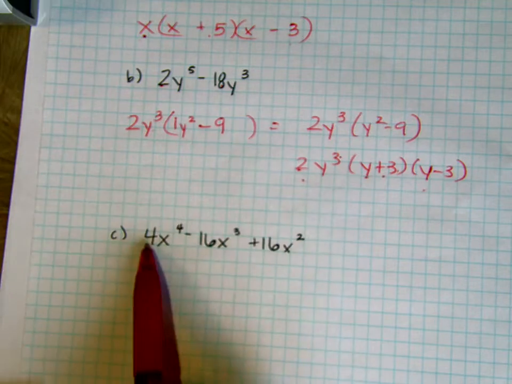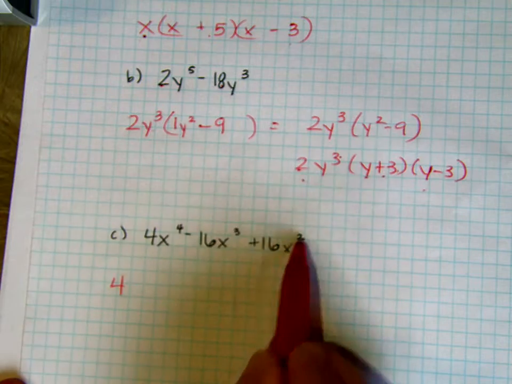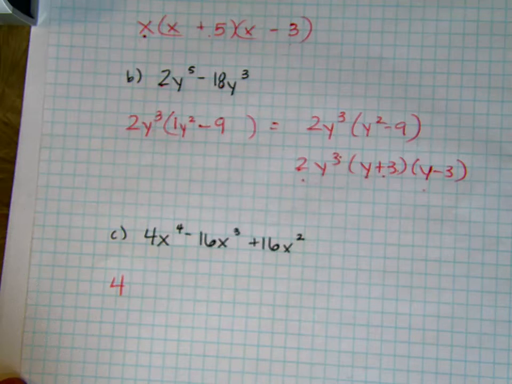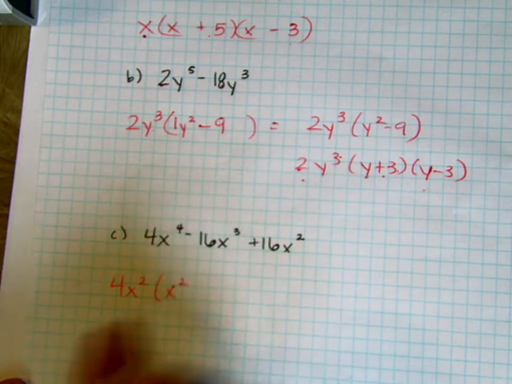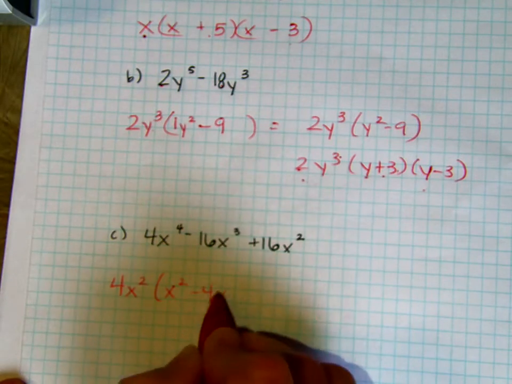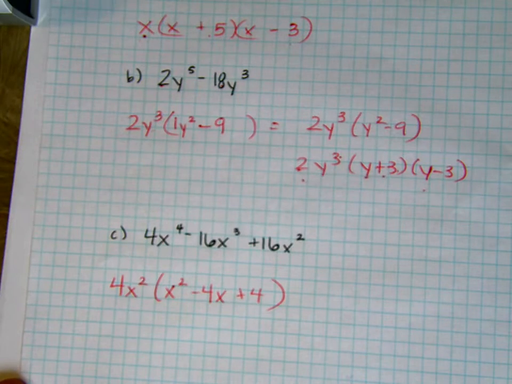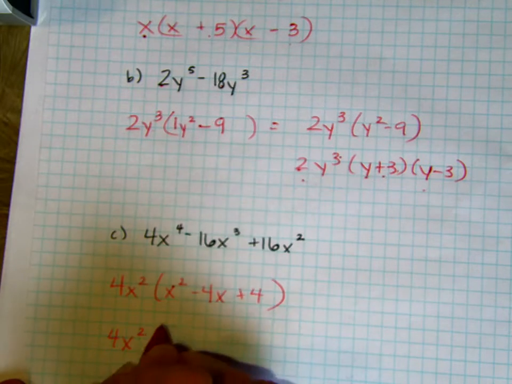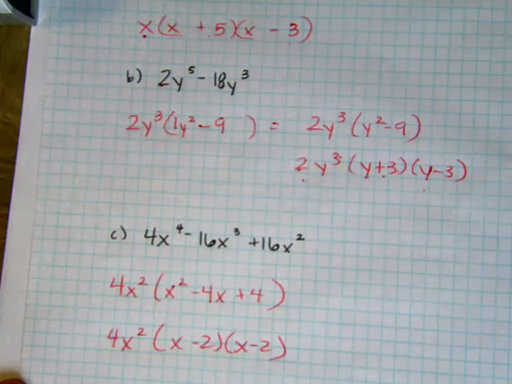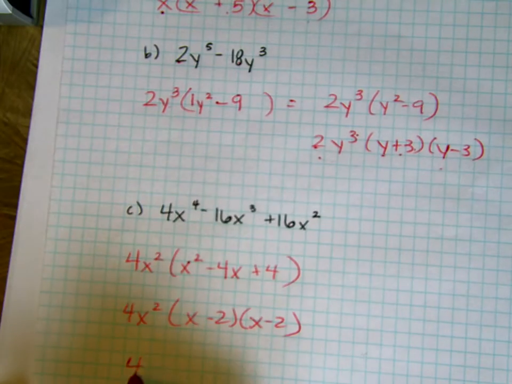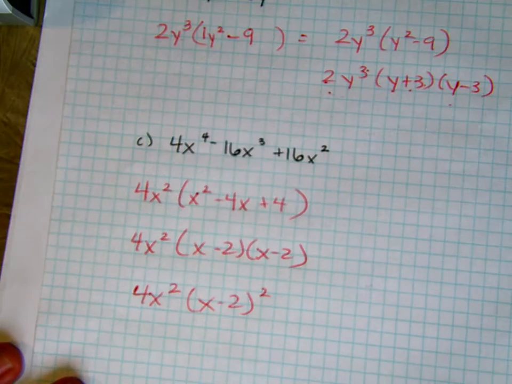Again, greatest common factor. What do all of these have in common? A 4. What's the greatest factor of those x parts of the monomial? It would be an x squared. So what I have left here is an x squared. What do I have left there? A 4x. What do I have left there? A 4. And then again, you'd see that this is an x minus 2 times an x minus 2. And if you really wanted to simplify it, you could call it 4x squared times x minus 2 squared.